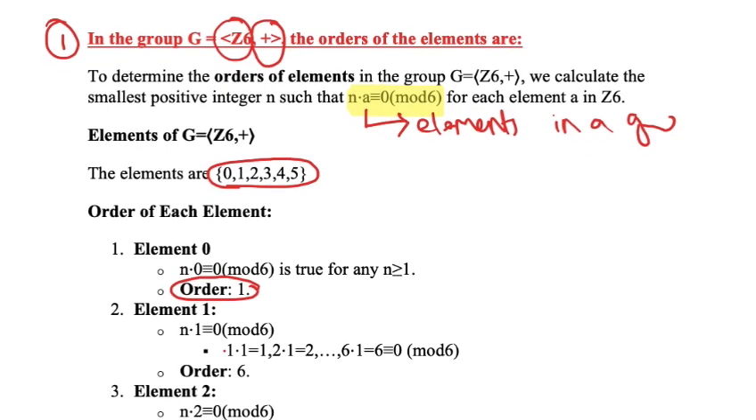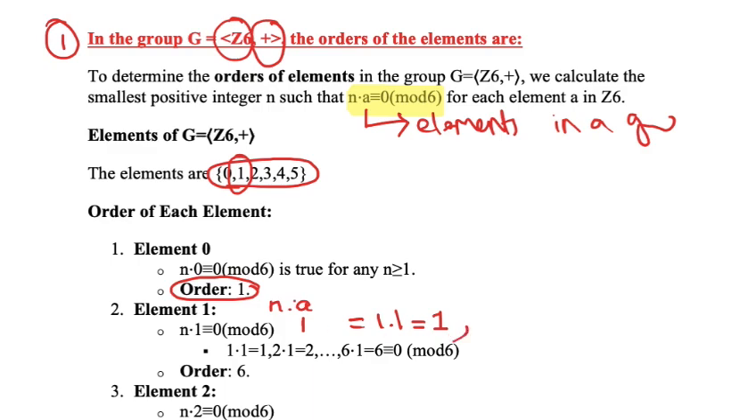Now consider the second element, that is 1. The formula is n into a, so the second element is 1. Now we substitute n here. First I am putting n equal to 1. That is 1 into 1, where a remains the same for this element. 1 into 1 will be equal to 1.